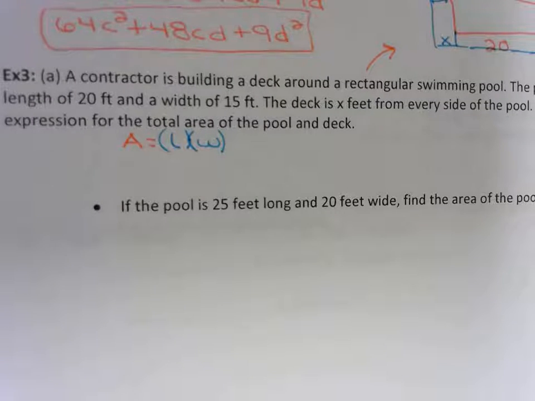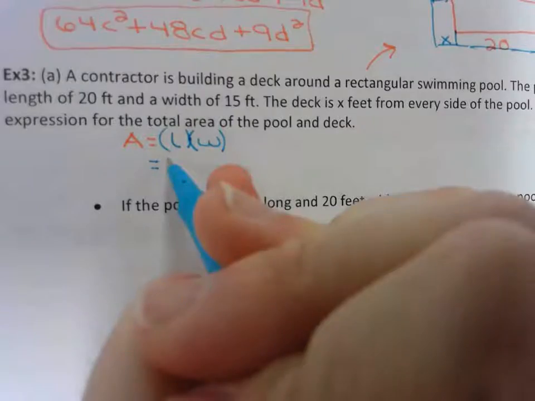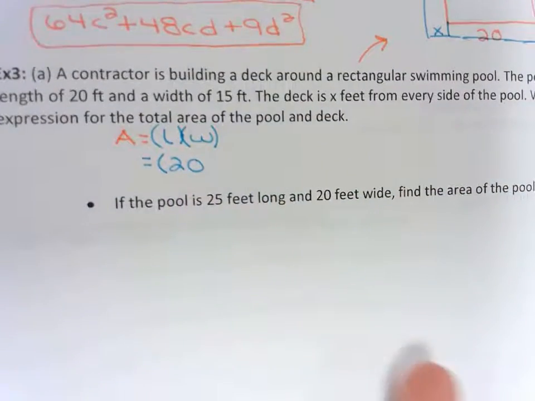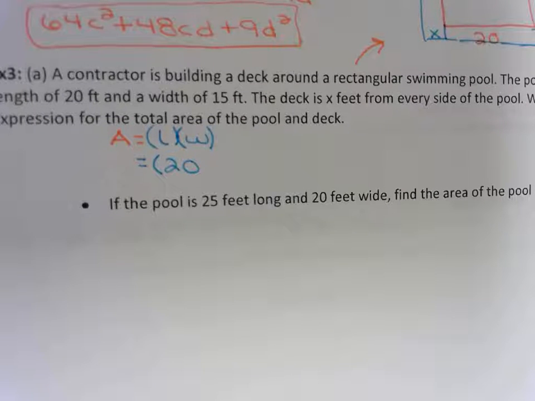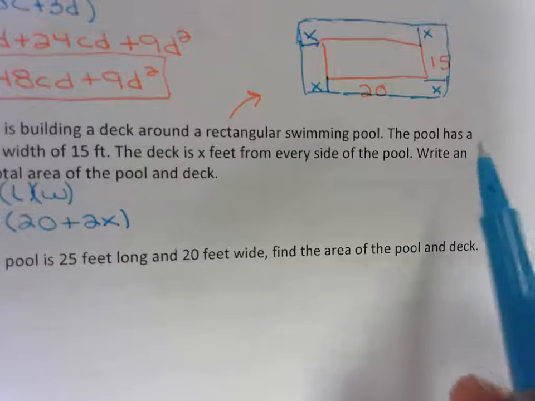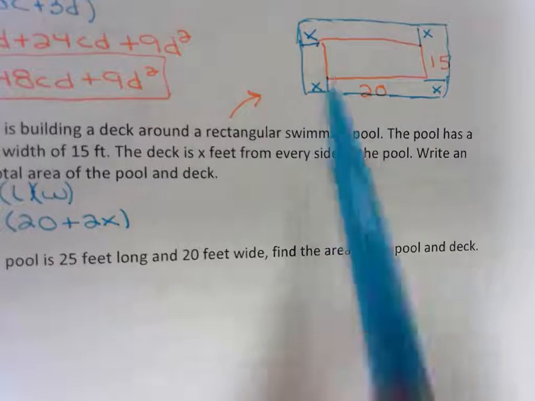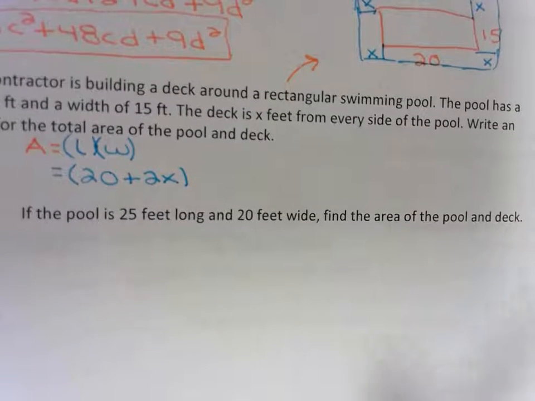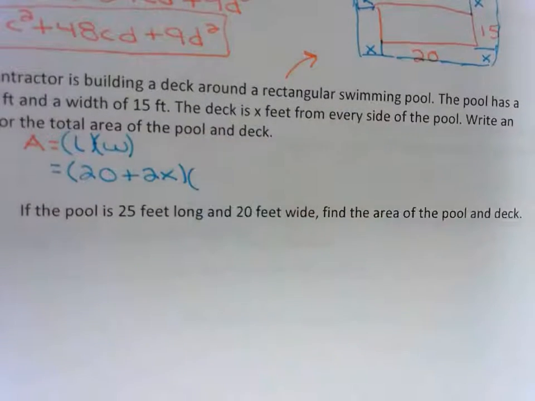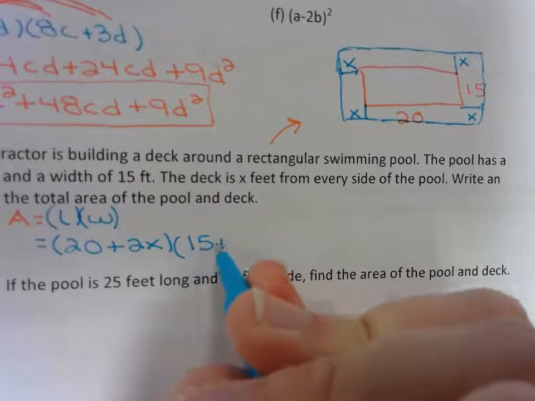So what will be the length of the pool and the deck? Okay, start with 20, because that's the length of the pool. I want the pool and the deck. So what will I add to 20 to give me the length of the pool and the deck? Close. 2x. Now why is it 2x? Look at your picture. Why is it 2x and not just x? Do it both sides. Yep. So I'm going to have 20 plus x on the right plus x on the left. So 20 plus 2x is the length of the pool and the deck. What will the width of the pool and the deck be? 15 plus 2x.